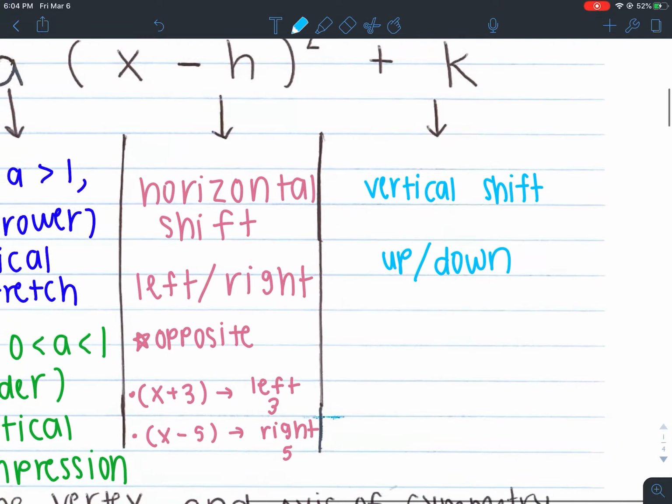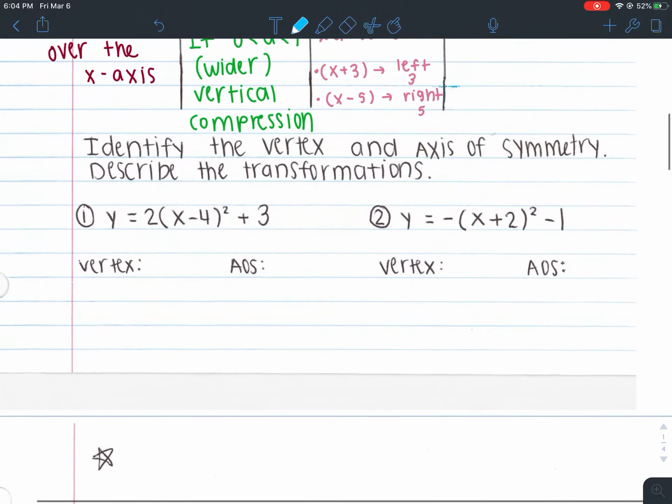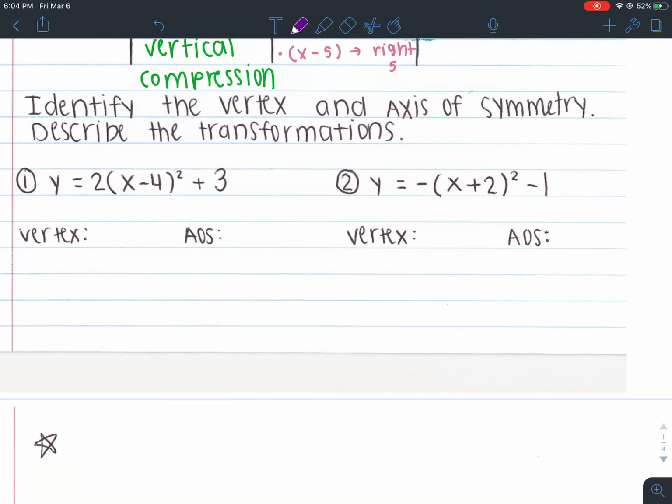Okay, inside the parentheses, you're going either left or right, and it's opposite. And if you're on the outside of the parentheses, adding or subtracting, then it's either up or down, exactly what you think it is. So we're going to practice down here. Okay, so we're going to do number 1 first. Identify the vertex and axis of symmetry and describe the transformations.